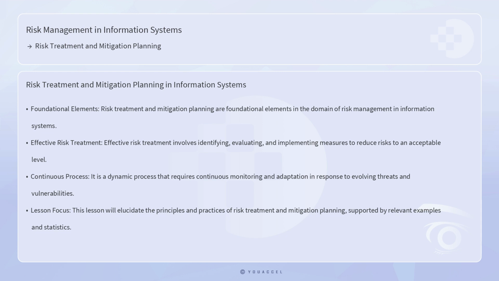Risk treatment and mitigation planning are foundational elements in the domain of risk management in information systems, playing a pivotal role in ensuring the security and stability of organizational operations. Effective risk treatment involves identifying, evaluating, and implementing measures to reduce risks to an acceptable level. It is a dynamic process that requires continuous monitoring and adaptation in response to evolving threats and vulnerabilities. This lesson will elucidate the principles and practices of risk treatment and mitigation planning, supported by relevant examples and statistics.